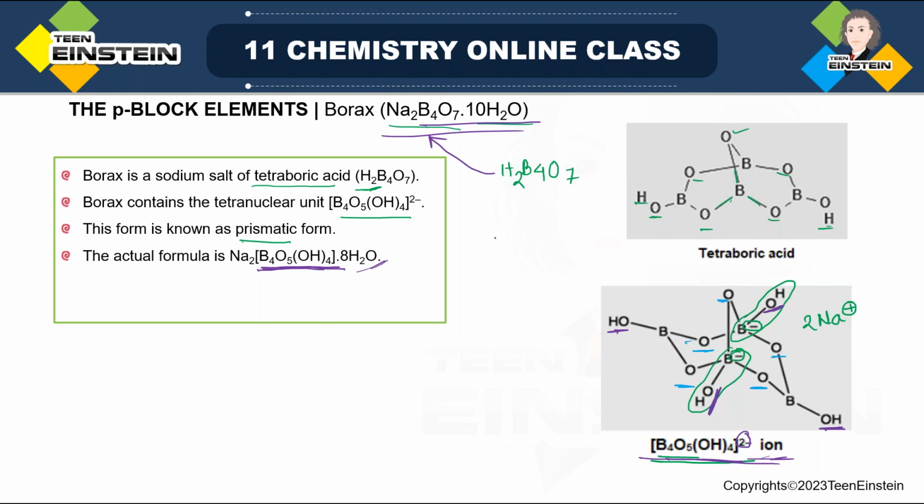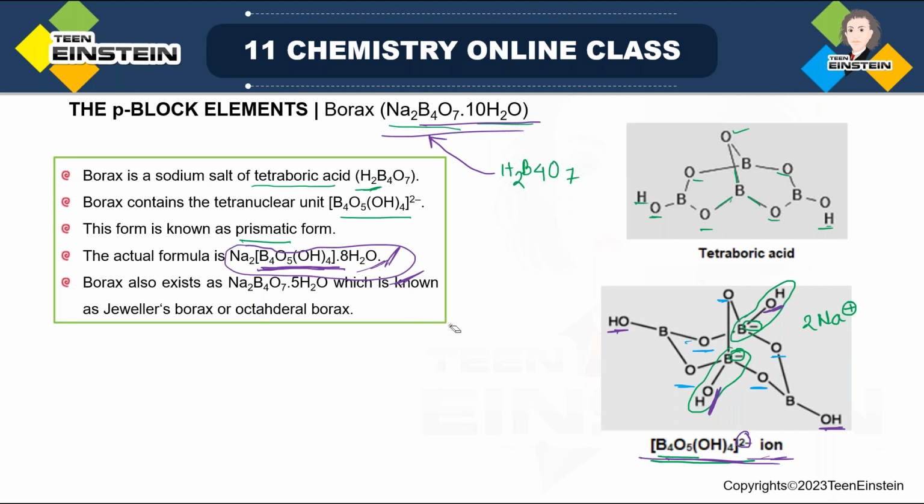If you count the atoms, it is actually the same in both cases, whether you represent it in this way, that is Na2[B4O5(OH)4]·8H2O, or you represent it like Na2B4O7·10H2O. So mostly we'll see it represented as Na2B4O7·10H2O, not like this. But this is the actual formula, right?